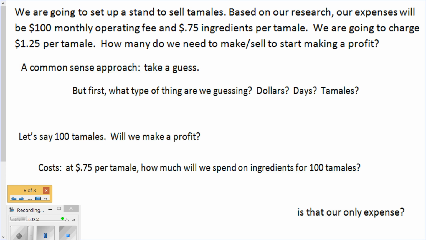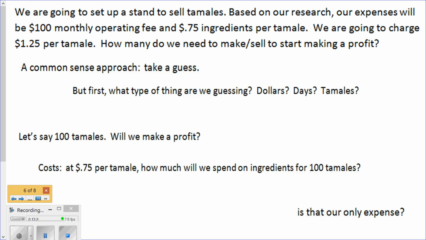Again, we've done some research, and we're pretty confident that we can sell all the tamales we can make at that price. What we want to know is how much we need to make or sell to start making a profit. The point where we start to make a profit is often called the break-even point. Technically, break-even is when your profit is zero, and that's the turning point between your profit being negative and positive, losing money and actually making money for your business.